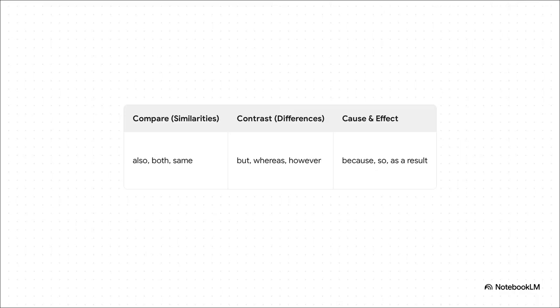And speaking of clues, let's talk about signal words. You can think of these as little road signs the author puts inside the text to guide the reader. When you see a word like also or both, your brain should think comparison. When you see however, you know a contrast is coming. And because, that's your big sign for cause and effect. It's like having a map to the author's logic.